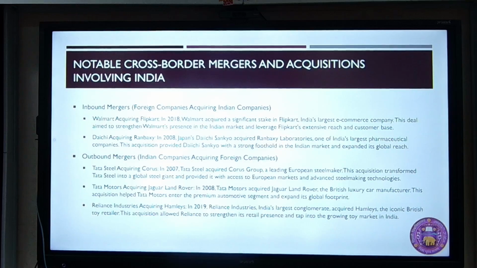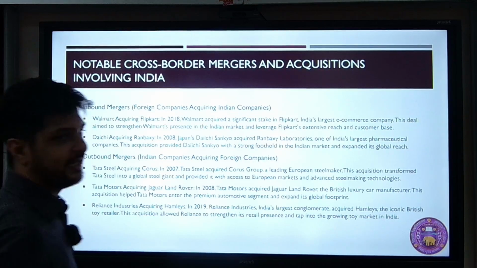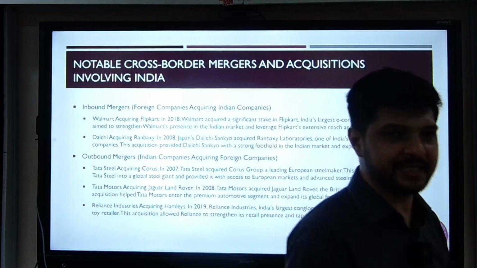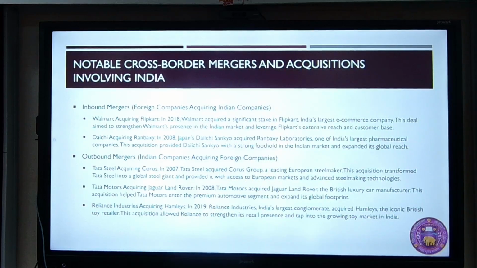There are many examples of acquisitions across countries. Walmart, Flipkart, Daiichi, Ranbaxy, and Indian companies have also acquired foreign companies.